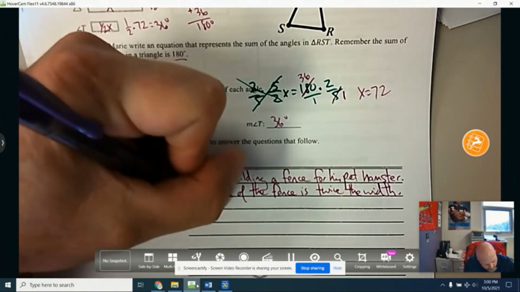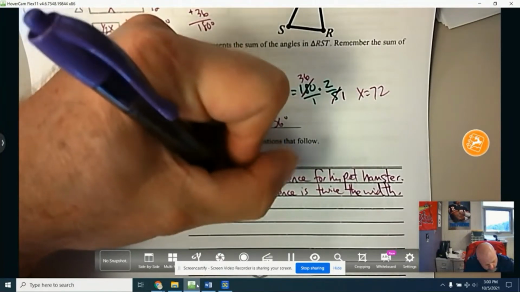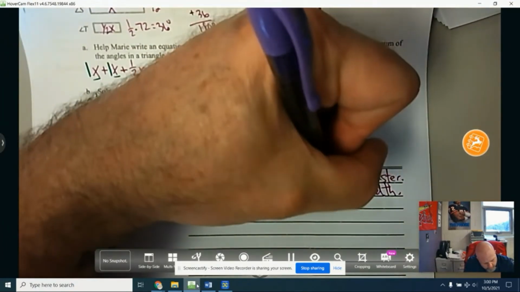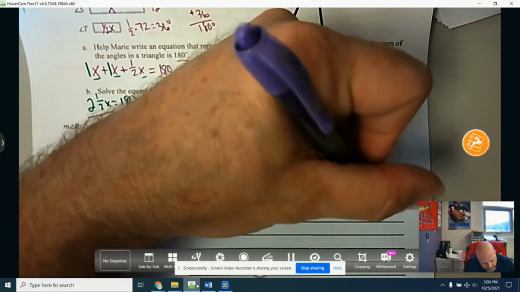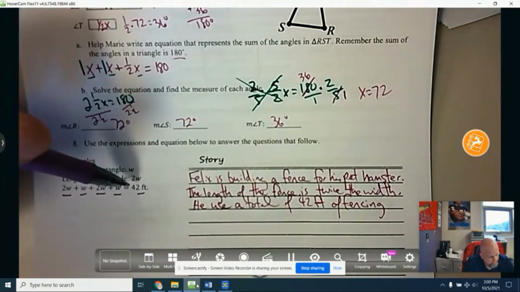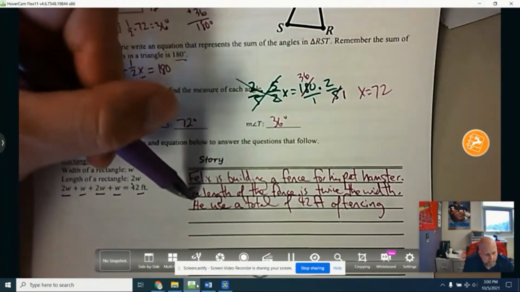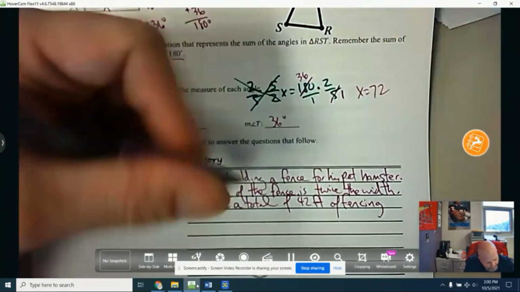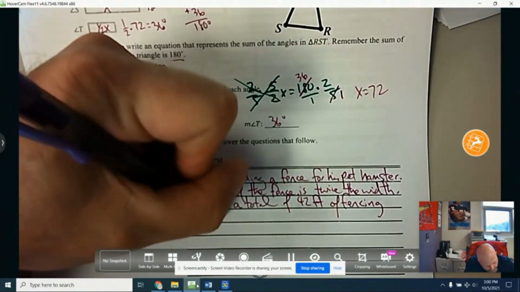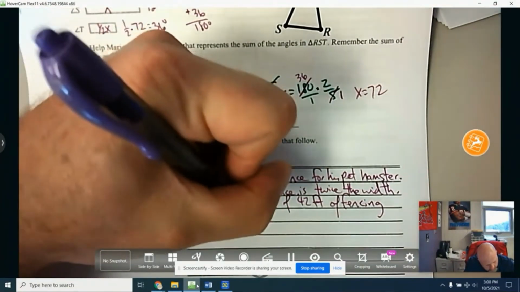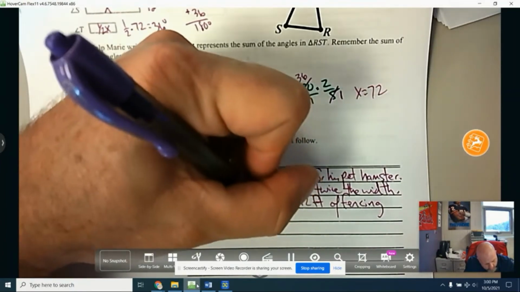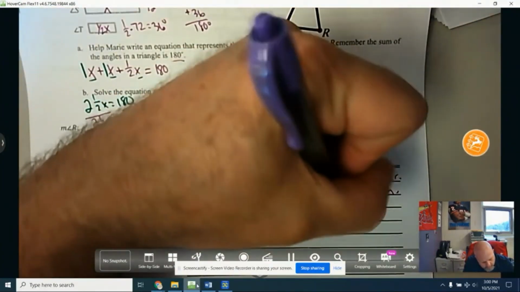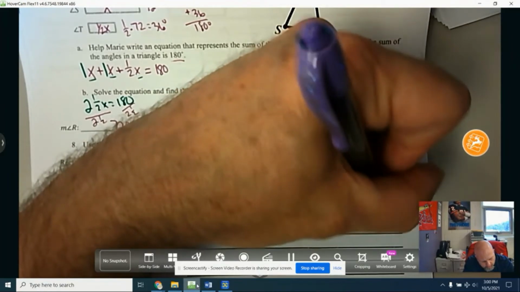He uses a total of 42 feet of fencing. So again, I got this 42 from right here where it says equals 42 feet. He uses a total, and total represents the equals. So he used 42 feet of fencing to make a rectangular, I'm having a hard time spelling rectangular, pen for his hamster.